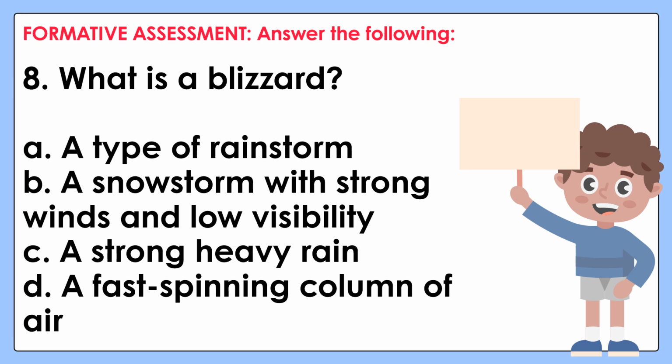Number 8. What is a blizzard? A. A type of rainstorm. B. A snowstorm with strong winds and low visibility. C. A strong heavy rain. Or D. A fast spinning column of air. The answer is letter B. A snowstorm with strong winds and low visibility.